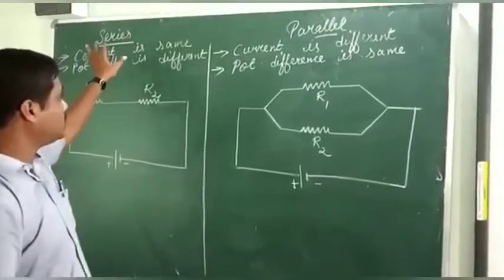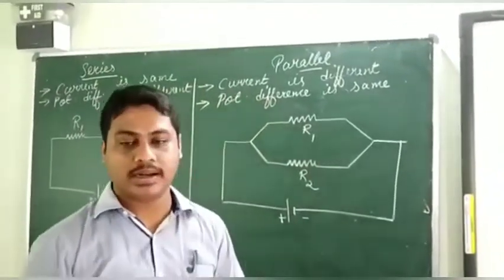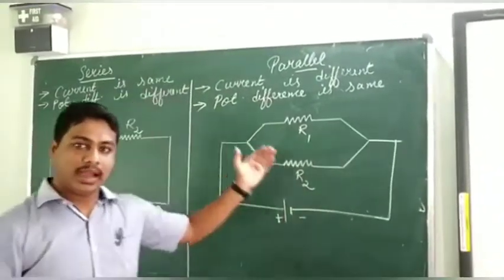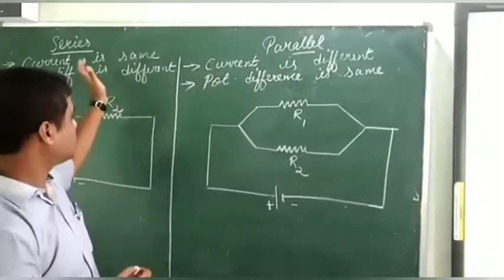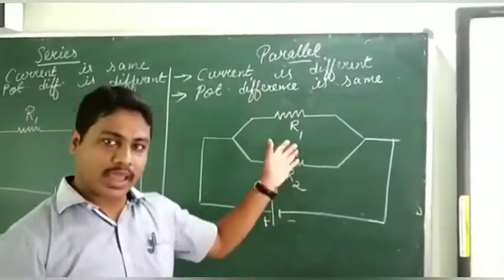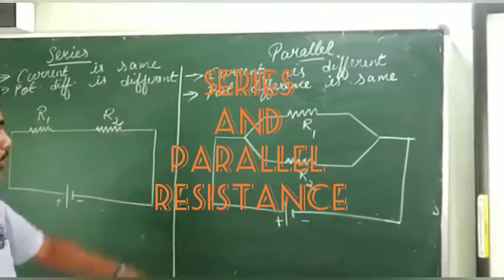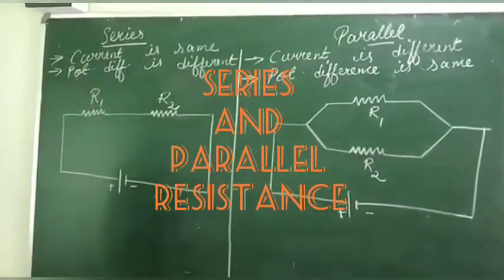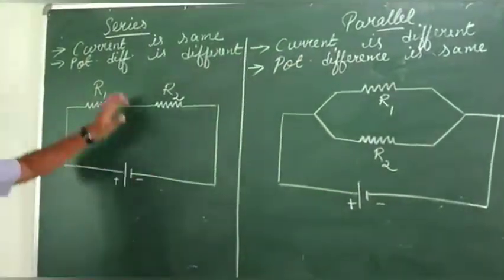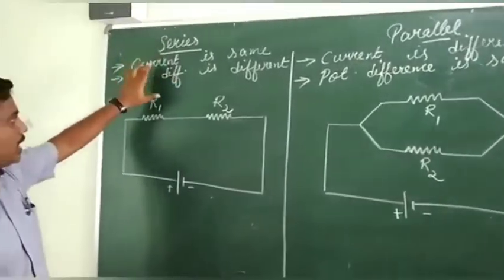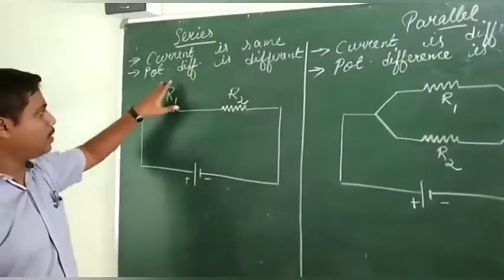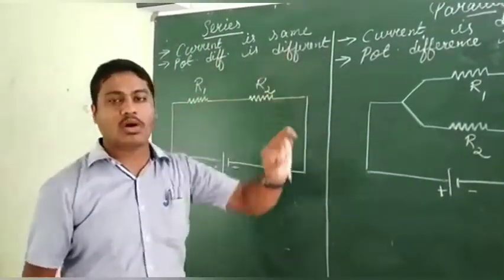Okay, now like the series and the parallel connection in the resistor, I will again revise the topic, that is series resistance and parallel resistance. We have an activity in the book also, so I will go through this. First you see the series. As I have already discussed, in the series connection the current always remains the same and the potential difference is different across all the resistors.